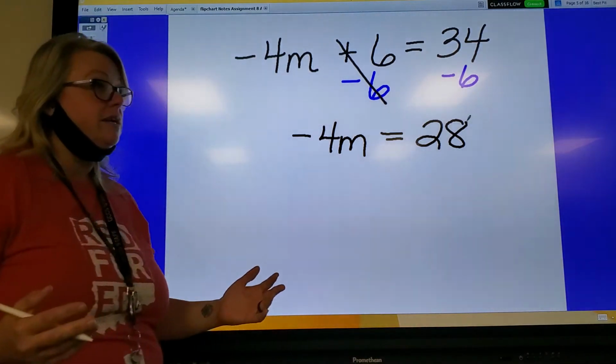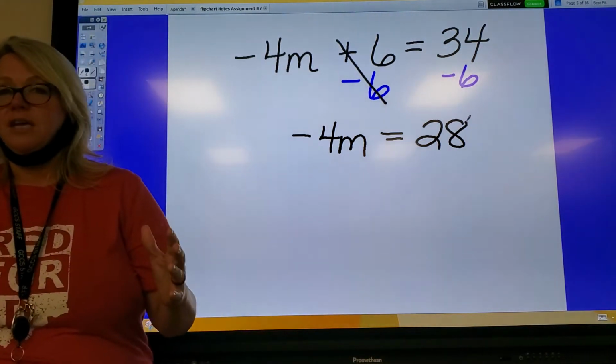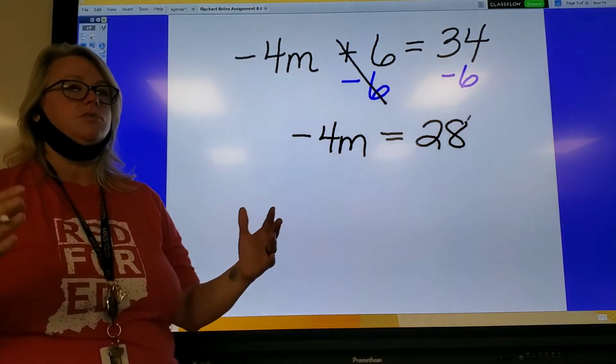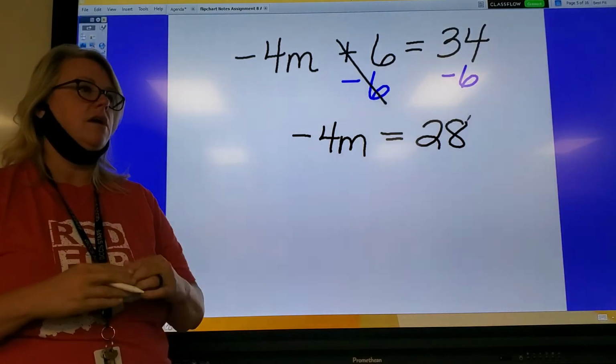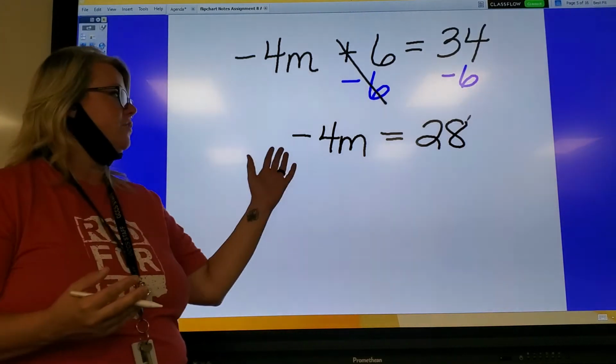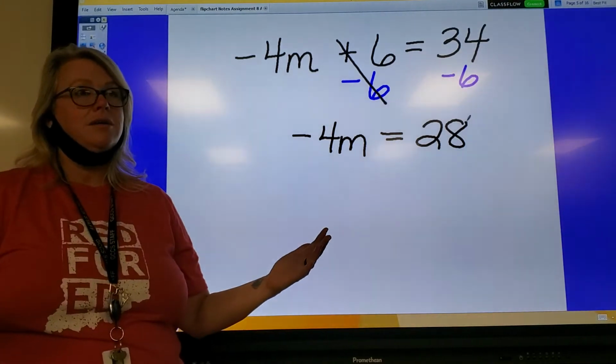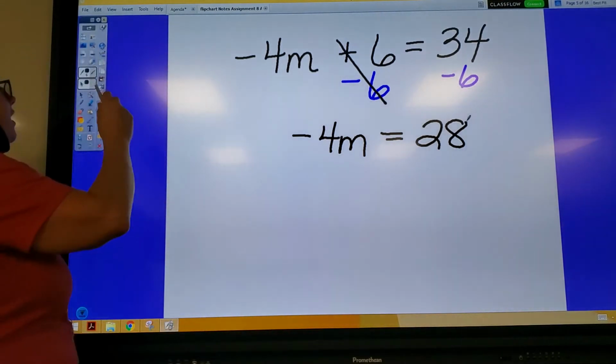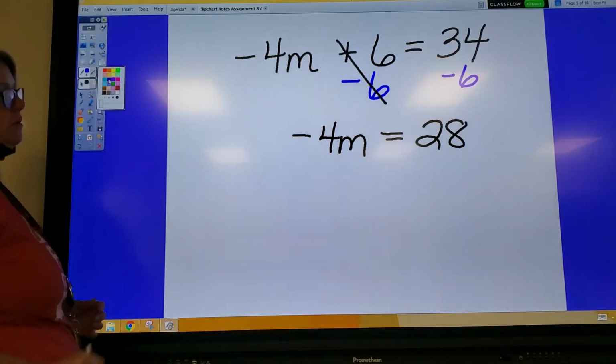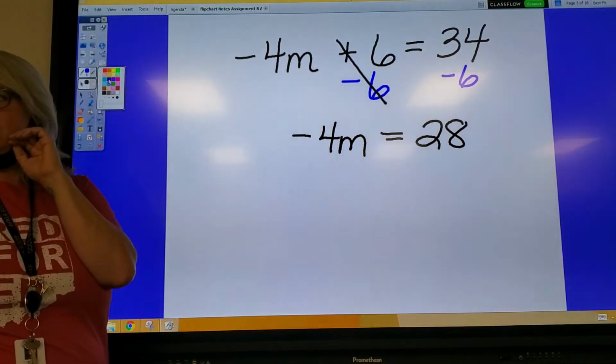Now you all are good with your multiplication facts, and you've probably learned in elementary school about fact families, like numbers that work well together. So if you're thinking about multiplying and dividing, 4 and 28, those work well together, right? Goes along with 7. All right, what are we going to divide by? 4.